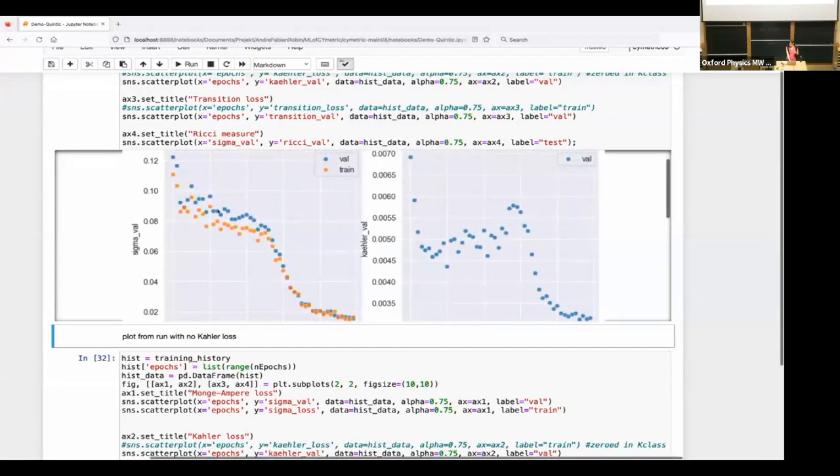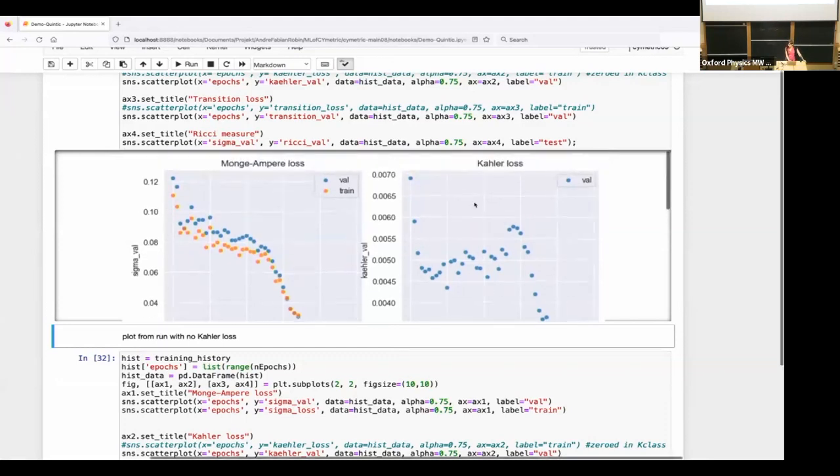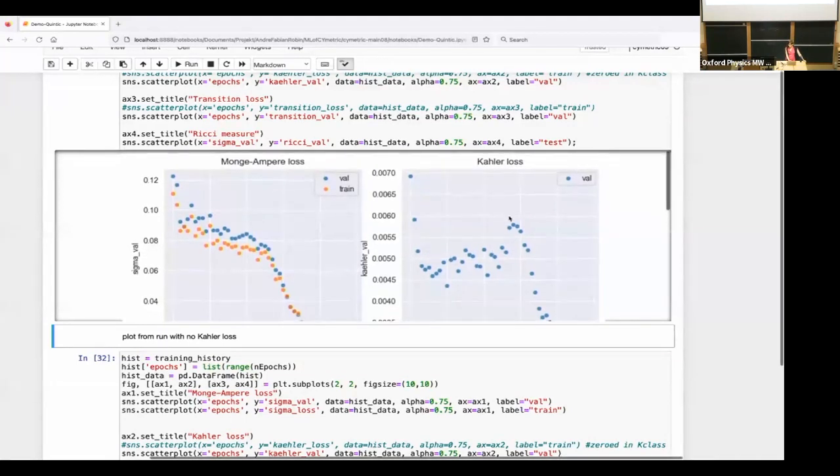And then we check the same thing for the validation set or test set, which are points that are unseen during training. And then we can check similar things for the Kähler loss. So here we see that something funny is happening with the Kähler loss. It's initially going down, then it's going up, and then it's going down again. So this is also on the test set here.